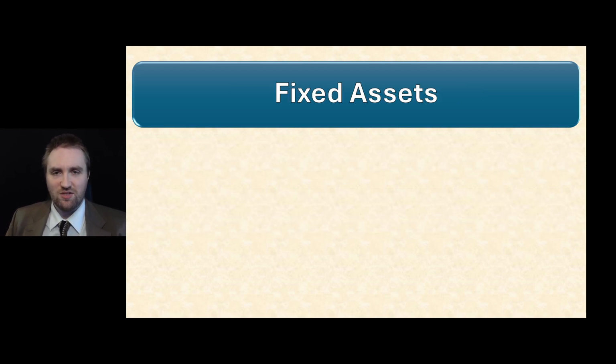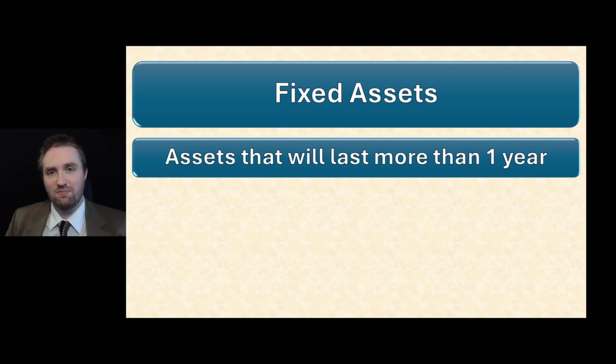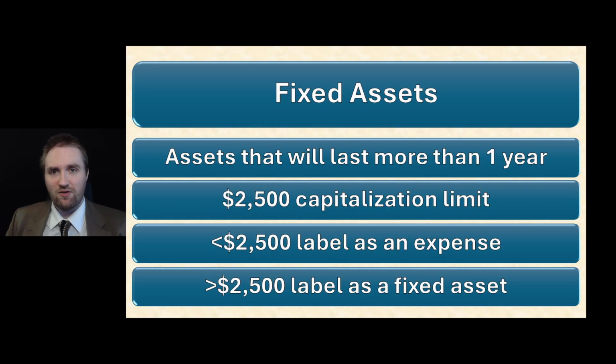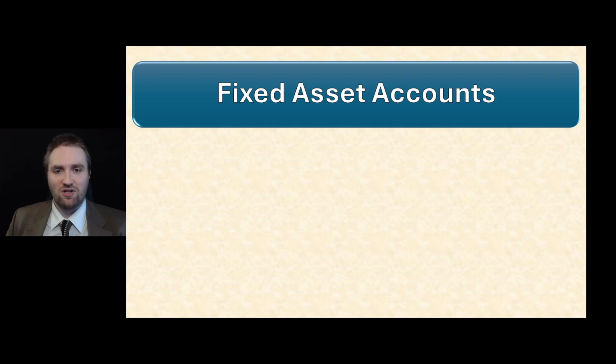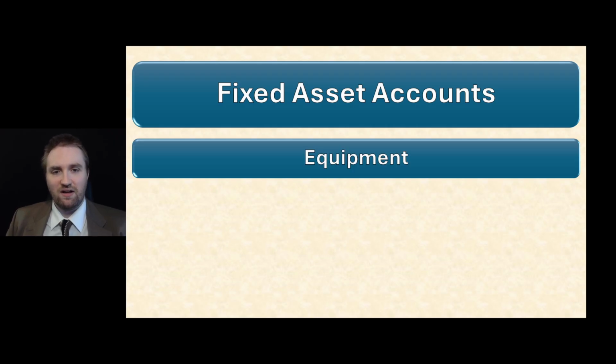Fixed assets, as you might have guessed, are assets that you expect to last more than a year. There is some nuance though. If the asset is less than $2,500, it can be expensed rather than made a fixed asset. The $2,500 limit is called the capitalization limit and can differ based on company policy. More on this later. That said, common fixed asset accounts are equipment. Equipment accounts usually track the value of things like machinery, furniture, computers, and so forth, usually with the name being something like equipment dash type of equipment, equipment dash office, equipment dash machinery.